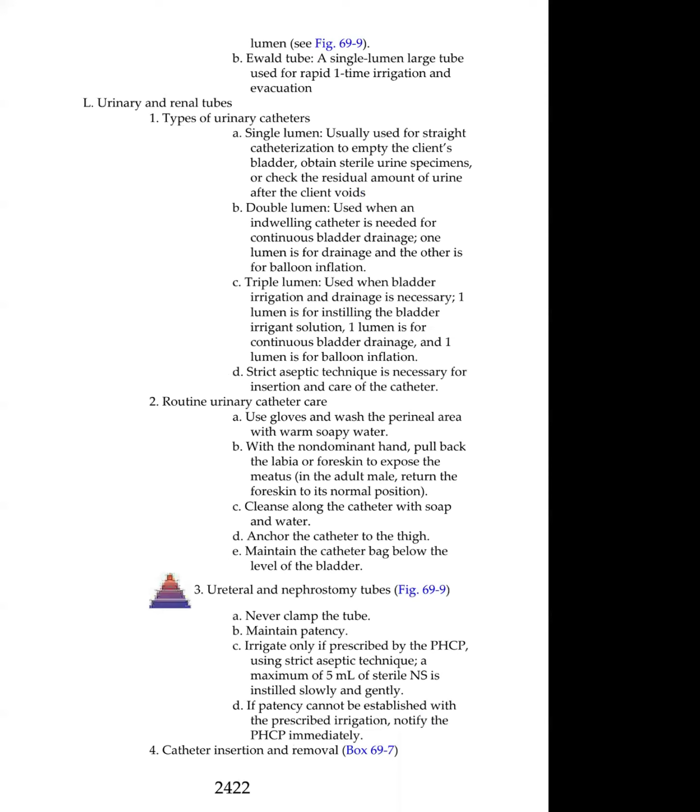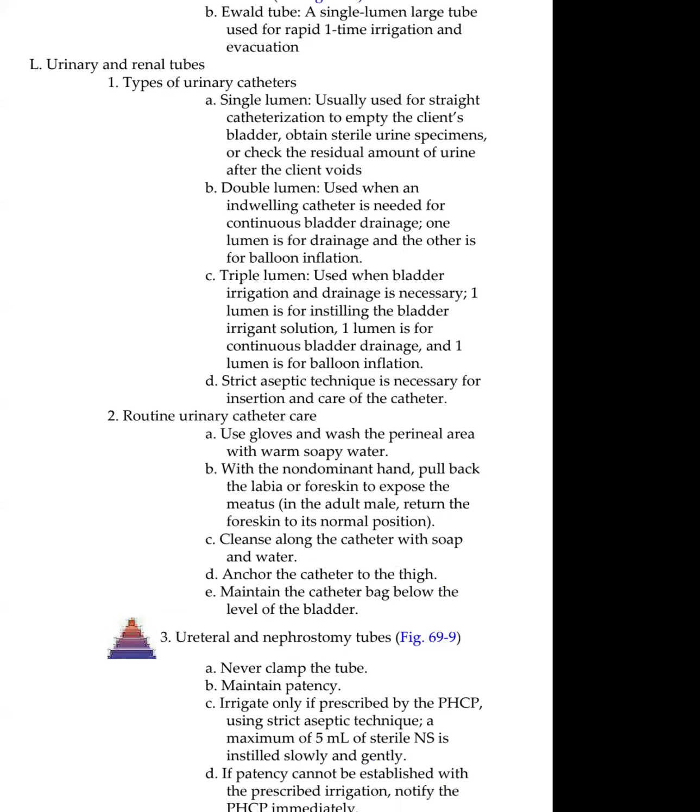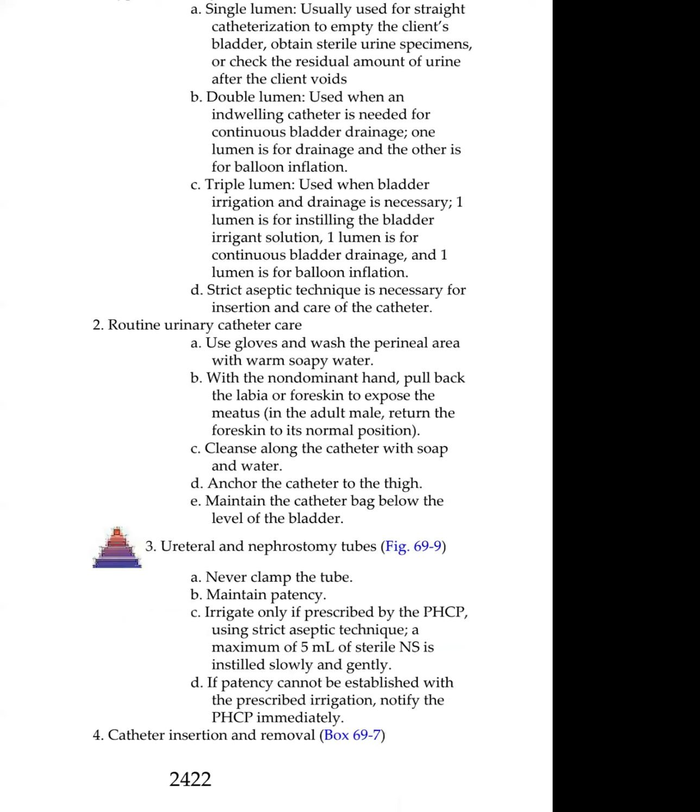Routine urinary catheter care. What we should do? Use gloves and wash the perineal area with a warm soapy water. With the non-dominant hand, pull back the labia or the foreskin to expose the meatus. In adult male, return the foreskin to its normal position after cleaning. Cleanse along the catheter with the soap and water. Anchor the catheter to the thigh.